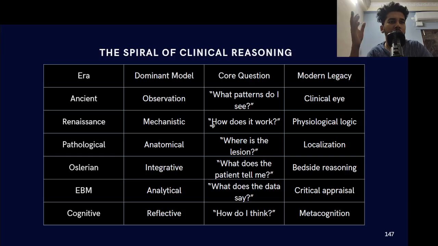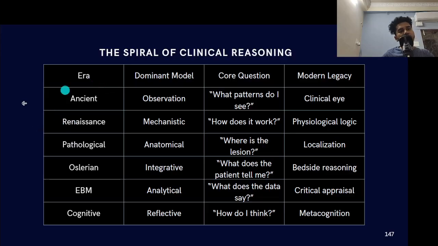The entire model. So we'll just try to think about how clinical reasoning has come to be. At first, we have, as we discussed in the previous videos and previous parts, the ancient era where the dominant model was observation. The core question was, what patterns do I see? And the modern legacy from that is the clinical eye. Then we have the Renaissance, which talked about the mechanistic era, where we asked, how does this thing work, which helped us get to the physiological logic.